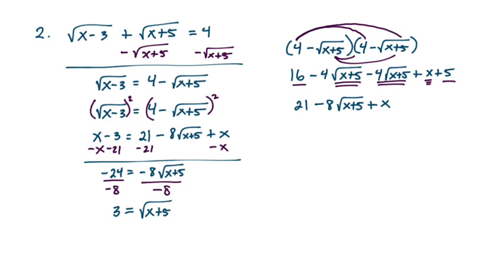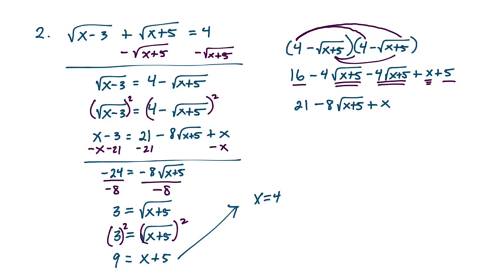So finally, it looks like we'd like it, where we have the radical by itself, and this is actually a very simple one to solve. So let's square both sides. Of course, 3 squared is 9, and the square root of x plus 5 squared is just x plus 5. So we'll subtract 5 on both sides, and we get x is equal to 4.